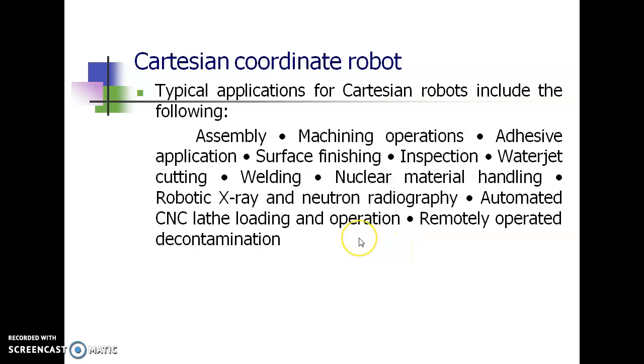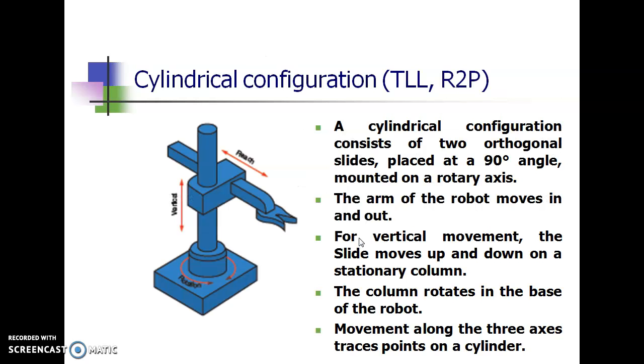All these things are applications of Cartesian coordinate robot. The next one is cylindrical configuration. The cylindrical configuration is denoted as TLL because it has one rotational joint, the twisting joint T, and two linear joints L and L. Because it has one rotational joint, it is denoted as R, and it has two planar joints, so we use 2P. So R2P.